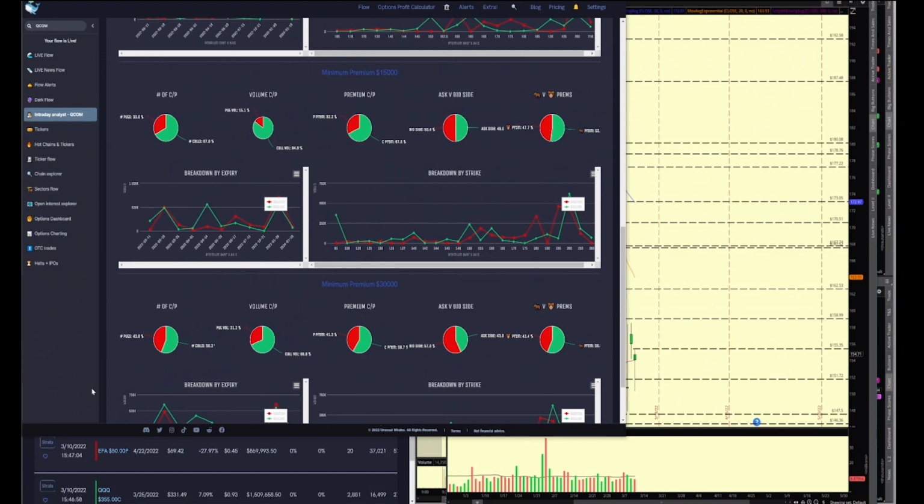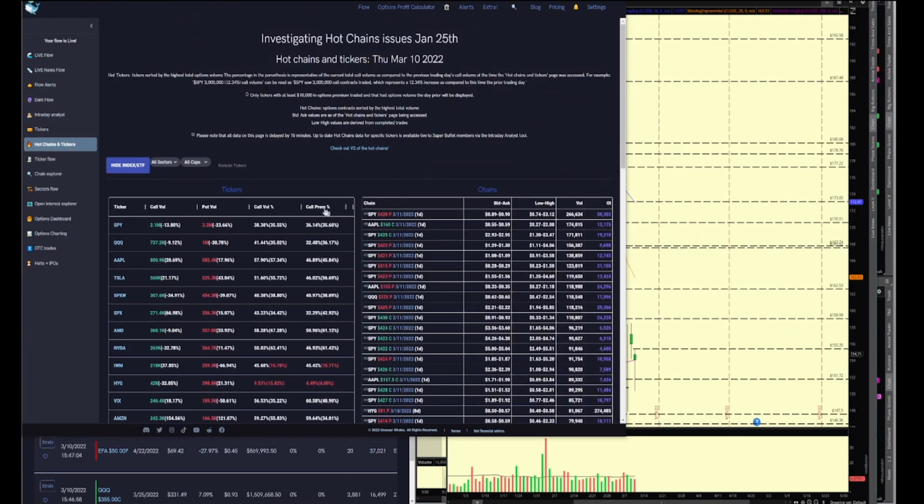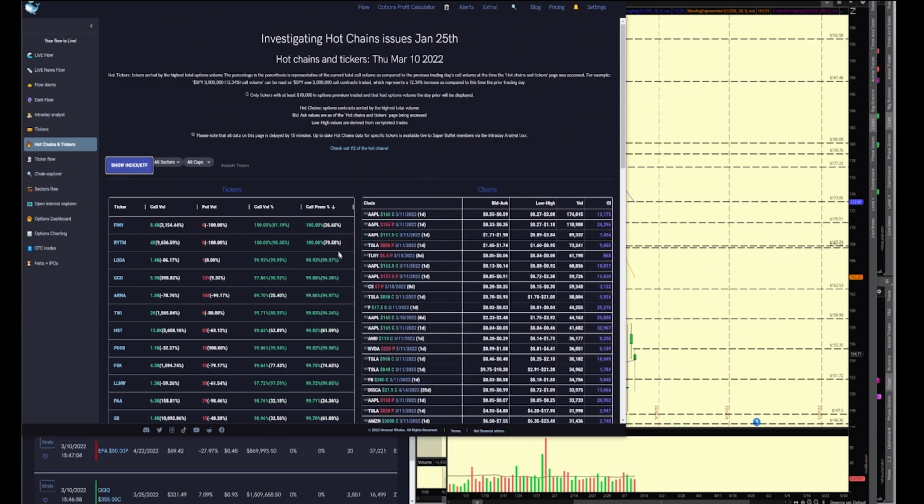When markets close, I get away from the monitors for maybe 10, 15, 20 minutes, and then I'm right back on the monitors. I'm using FinViz, I'm using Unusual Whales, hot chains and tickers. I'm going after the bullish premiums. I'm going after everything just to come up with a list of stocks that I can trade.